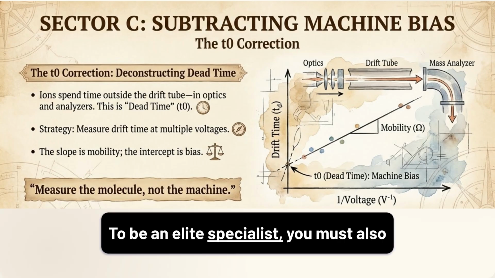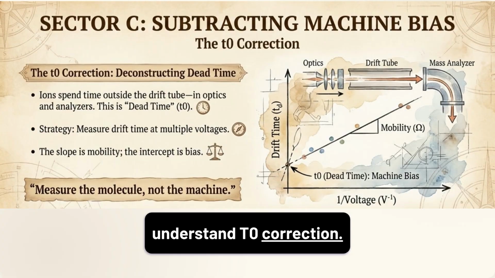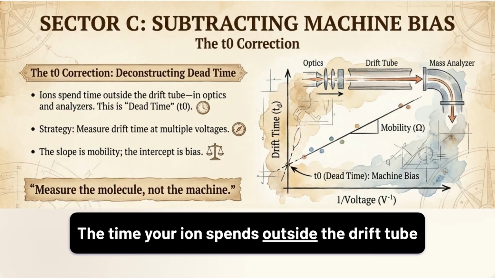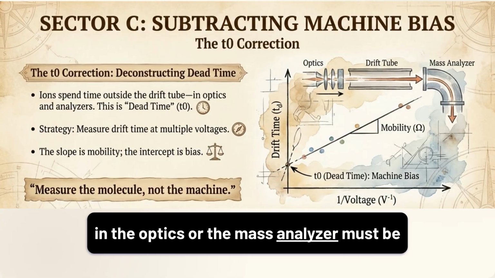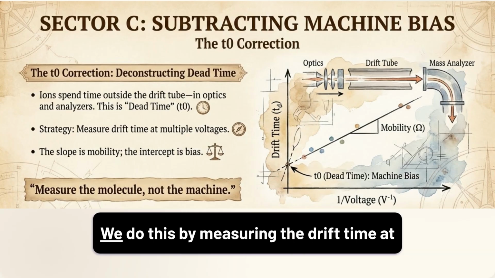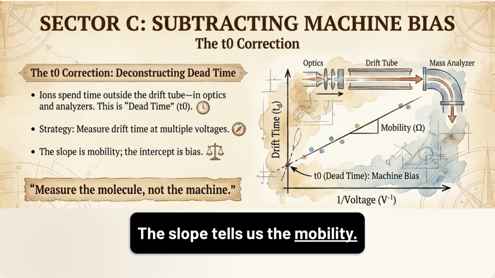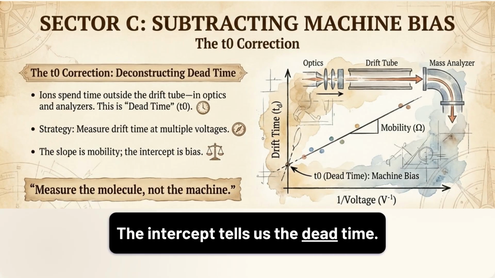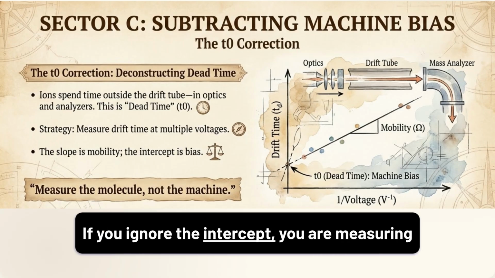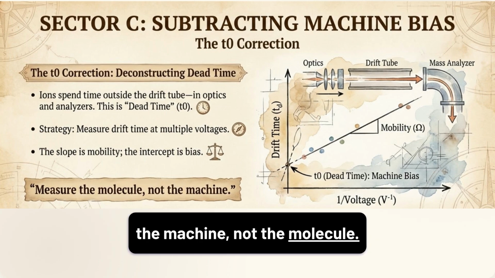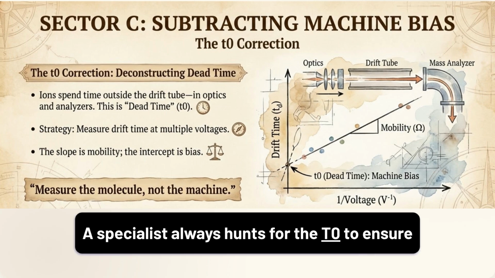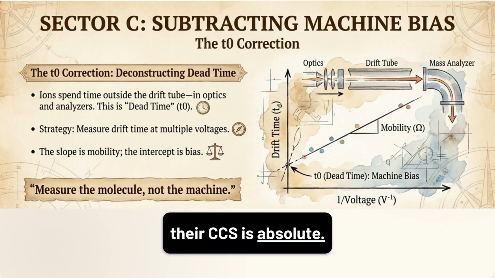To be an elite specialist, you must also understand T0 correction. The time your ion spends outside the drift tube, in the optics or the mass analyzer, must be subtracted. We do this by measuring the drift time at multiple voltages. The slope tells us the mobility. The intercept tells us the dead time. If you ignore the intercept, you are measuring the machine, not the molecule. A specialist always hunts for the T0 to ensure their CCS is absolute.